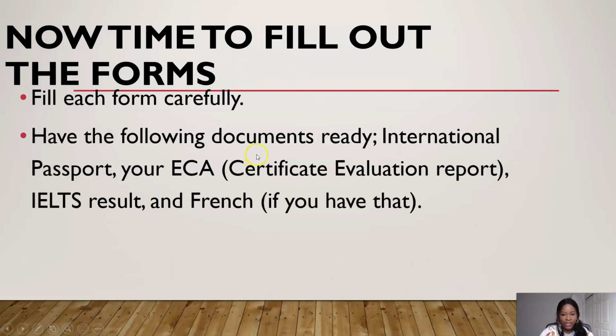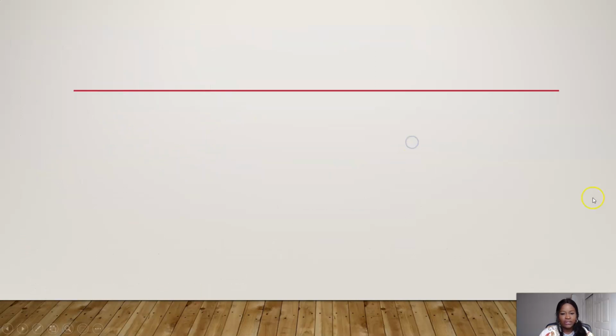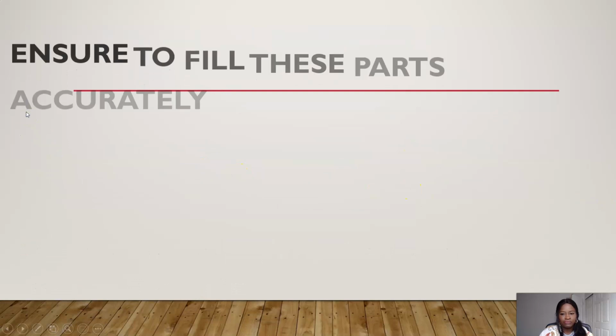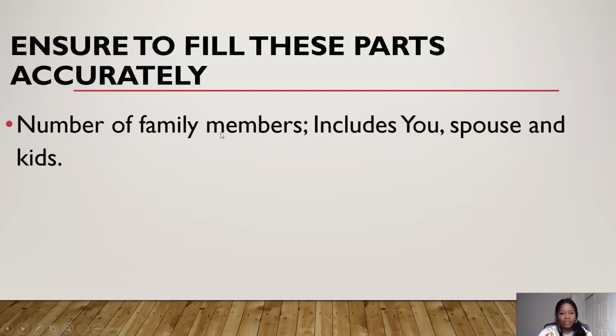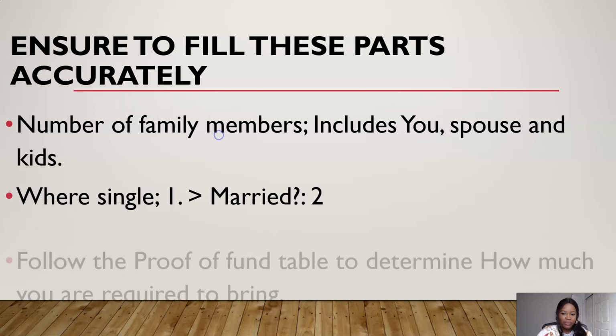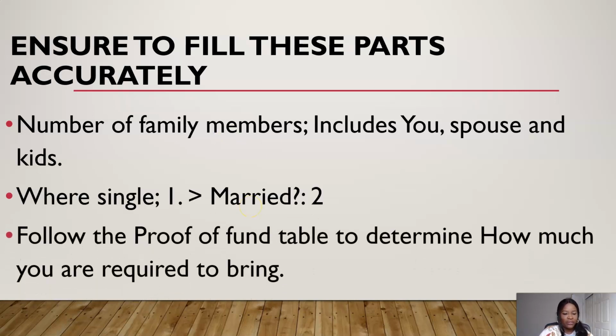Have the following documents ready, like I mentioned: your passport, your ECA, your IELTS, and ensure you fill those parts accurately. Number of family members. You'll see where they ask how many family members. This includes you, your spouse, and kids. If you're single, just you, which is 1. If you're married, 2. If you have kids, 3, 4, 5, depending on the number of kids.